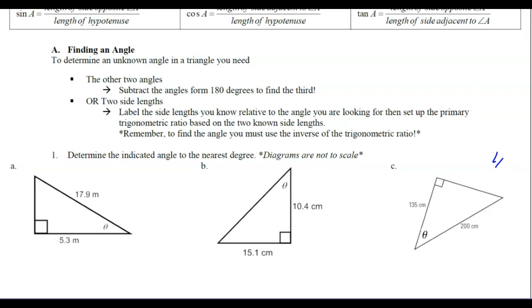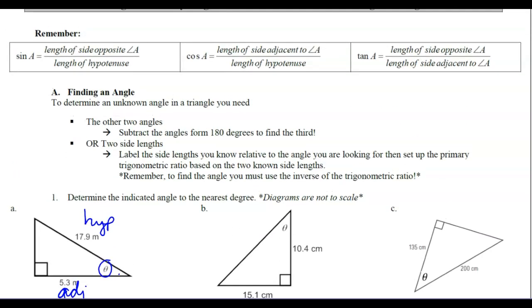So in question 1, it says determine the indicated angle to the nearest degree. And just a reminder that diagrams aren't necessarily to scale here, okay? So taking a look at this angle, this side that's touching it, this leg, is adjacent. So I'm just going to label that. This one is the hypotenuse, okay? I don't care about the one that's not labeled. So I have the adjacent, I have the hypotenuse. You look at your trig ratios, there's adjacent over hypotenuse, which is cosine.